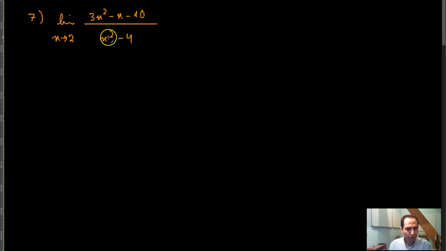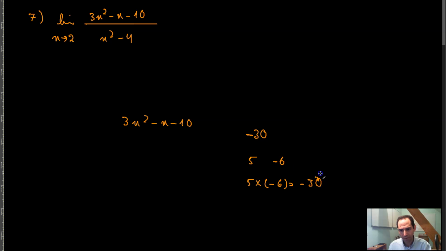Now, if you want to evaluate this limit, you will have to do some factorization, meaning that you can write 3x squared minus x minus 10. 3 times 10 is equal to 30, and that's negative 30 actually. And 5 times 6 is equal to 30. I can take this as 5 and 6, and the sum of these two numbers has to be negative 1, so I take this as negative 6. Now 5 times negative 6 is equal to negative 30, which is the number that I have here, 3 times negative 10, and 5 plus negative 6 is equal to negative 1, which is the number that I have here. So we can use these two numbers in order to factorize this expression.